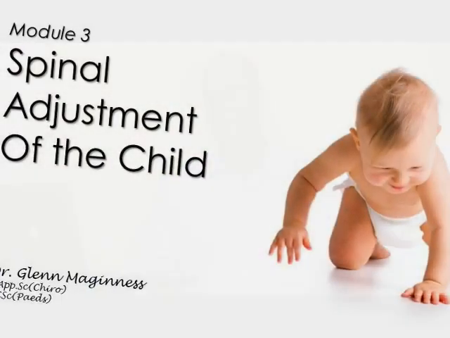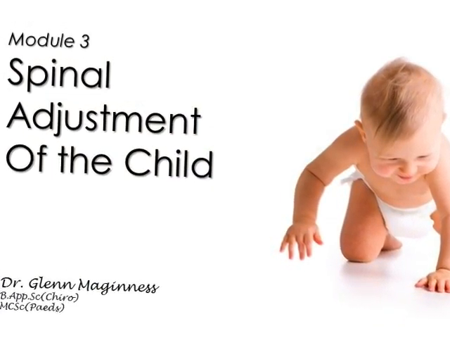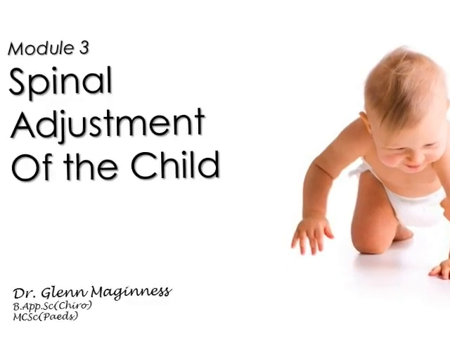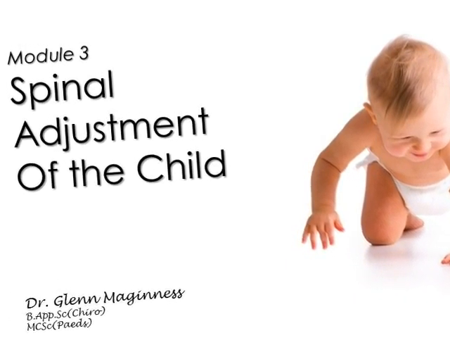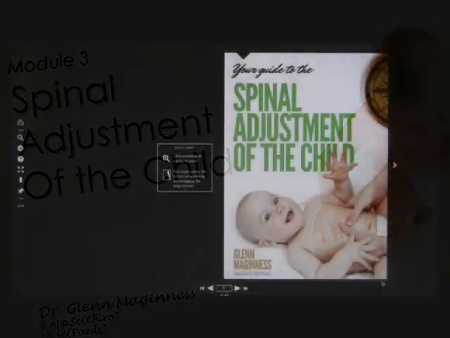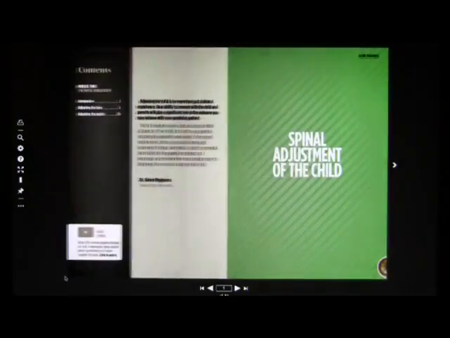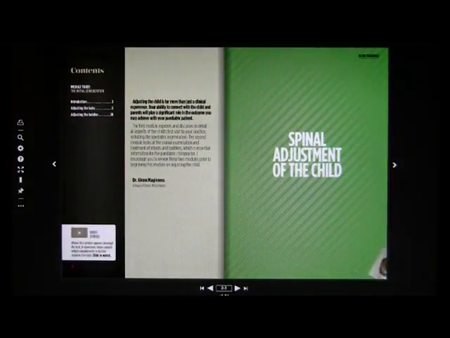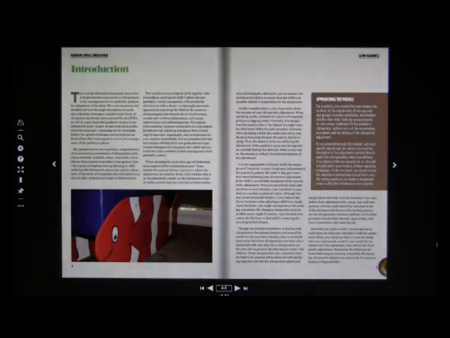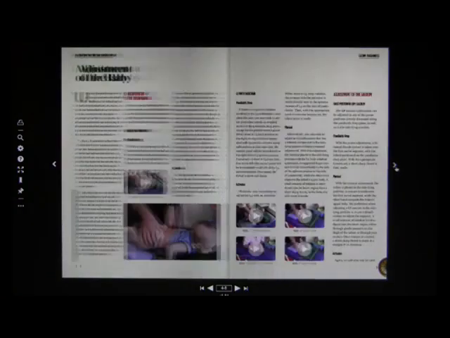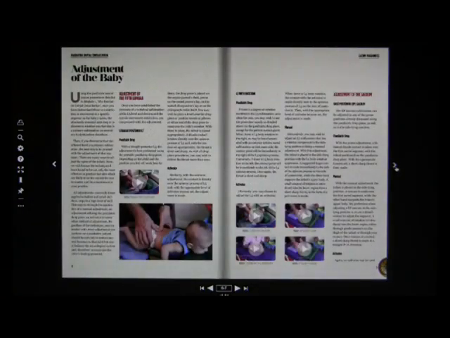Module 3 addresses that area of practice which is fundamental to what we do as chiropractors in our management of the pediatric patient, the adjustment of the child. This module is presented as an ebook which includes over 58 videos and presents both manual, drop piece and activator adjusting techniques for the neonate and baby, as well as the toddler and older child.